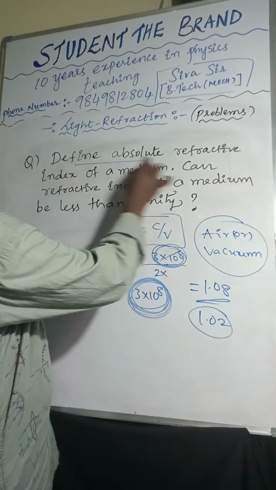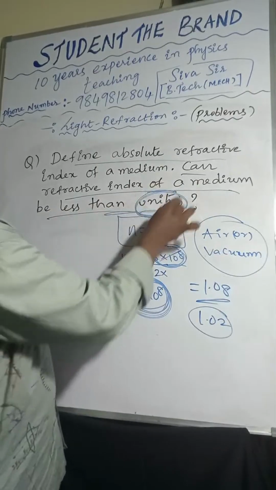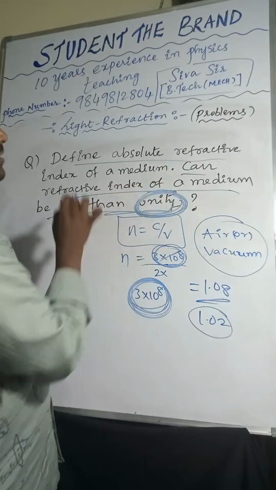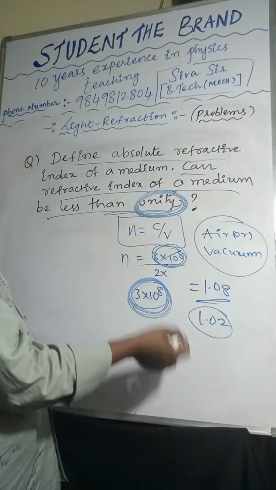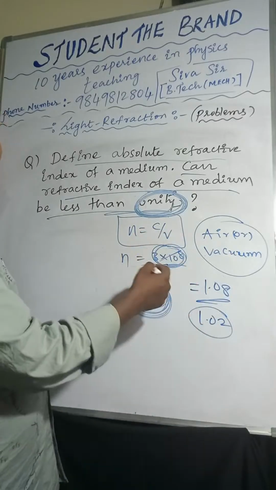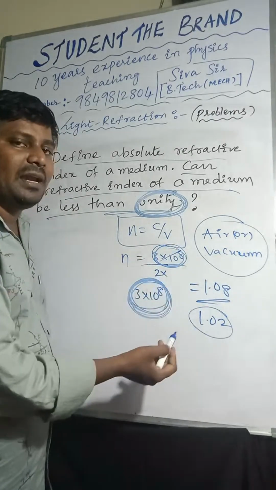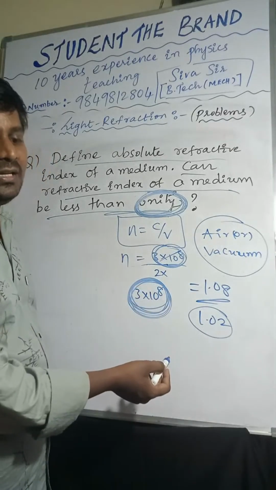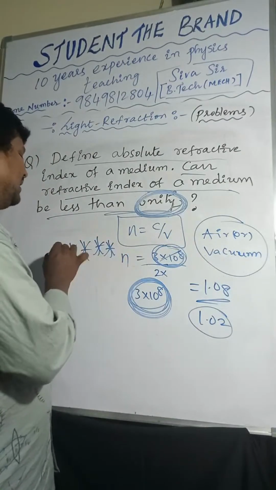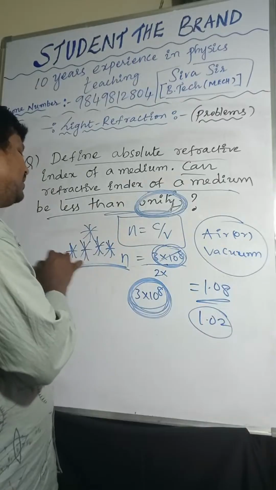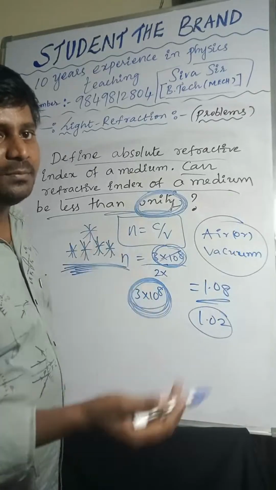Can the refractive index of a medium be less than unity? No. Less than unity means less than 1, and it won't be less than 1. It must be greater than 1. If both mediums are the same, maybe it is equal to 1, but otherwise it must be greater than unity. Very important, highly important question.